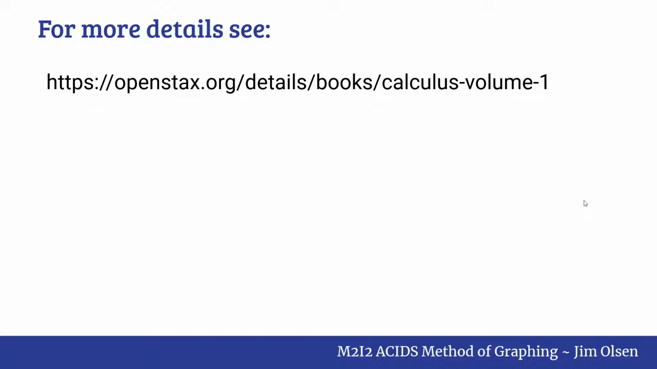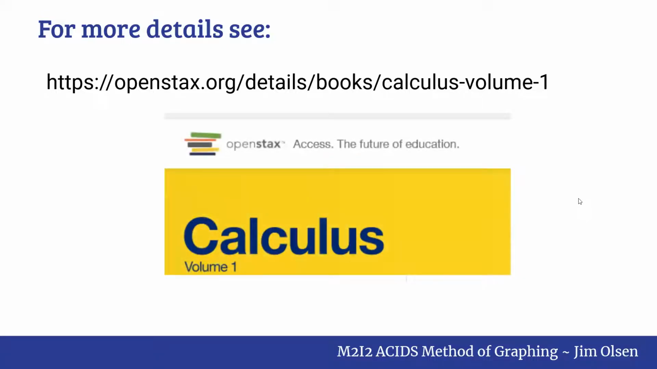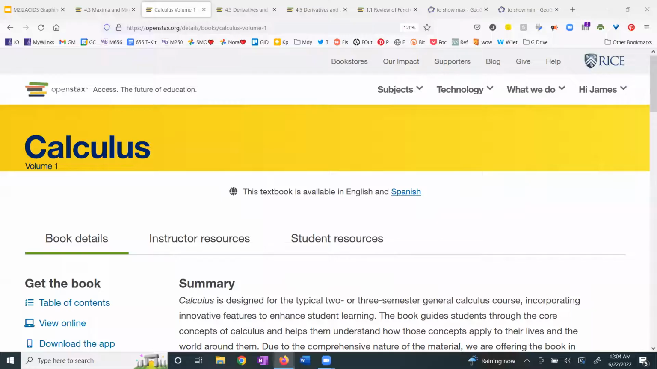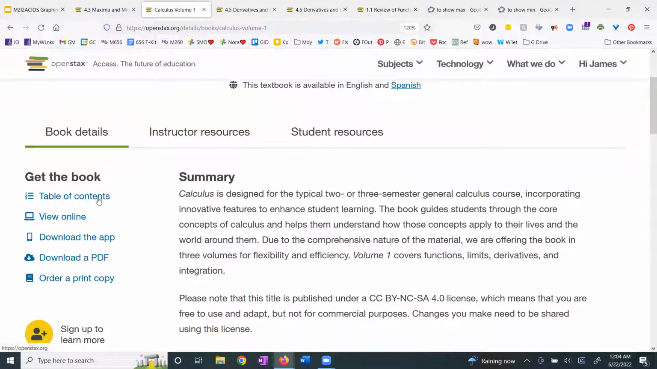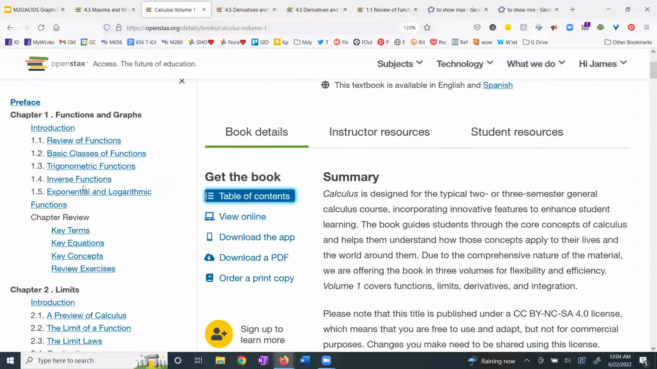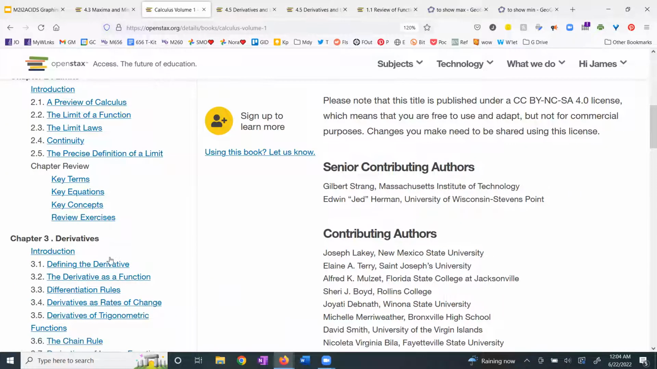I am going to be using an OpenStax book, which is an open source book available on the internet. And here's a picture of it. Maybe I'll take a quick peek at it for you. Here's the front of the book, and it's pretty easy to navigate. You can hit table of contents over here and work your way through the book.